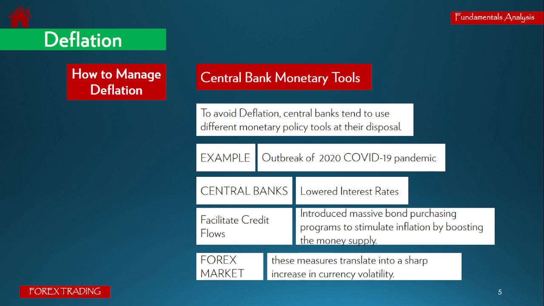For example, during the COVID-19 pandemic, the central banks all across the world lowered interest rates. The main purpose was to facilitate credit flows, and they introduced massive bond purchasing programs to stimulate inflation by boosting the money supply. As a result, there was some fallout from these central bank measures in the forex market as well, because they translate into a sharp increase in currency volatility.